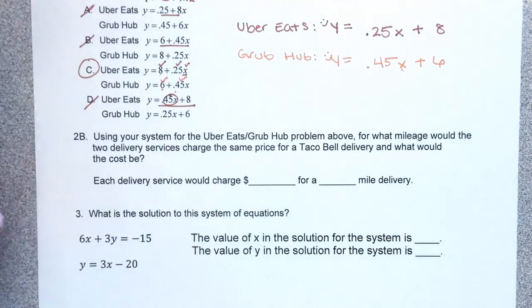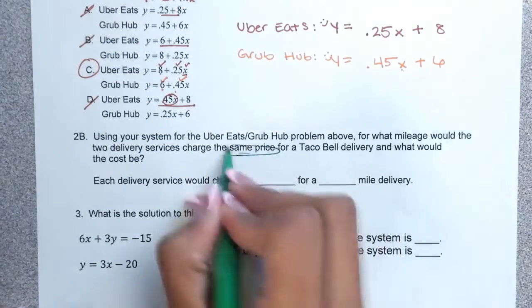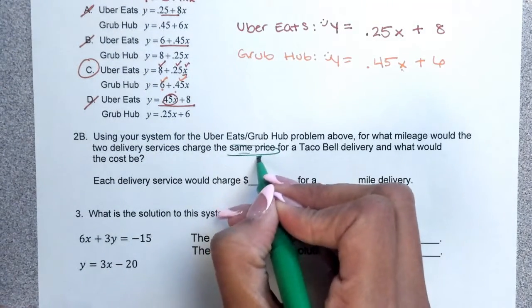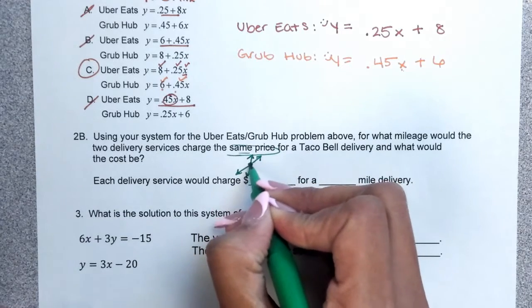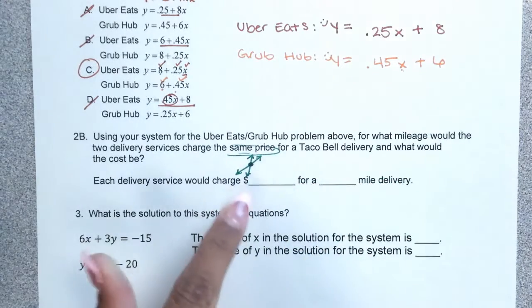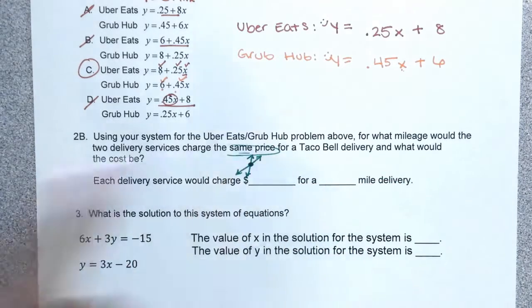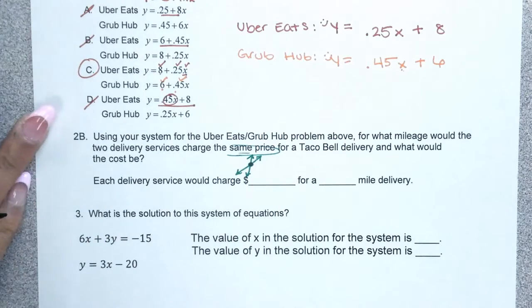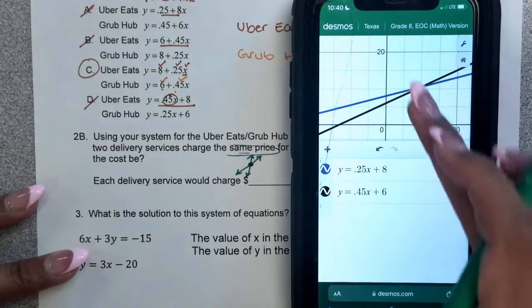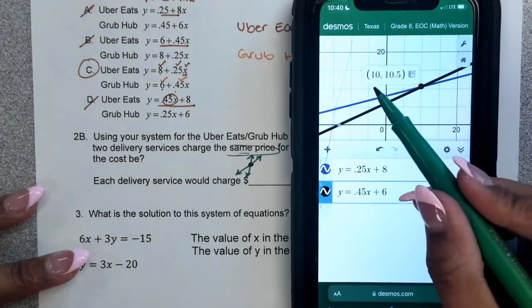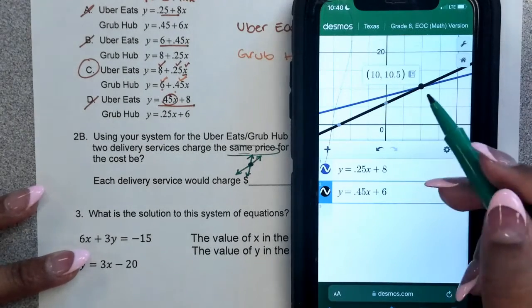So when we're looking for the same price, I'm going to draw a little picture down here. The same price is when the two lines cross. So you're looking for when the two lines cross and intersect. So I would draw yourself a picture right under same price. And so right here, we're going to click on where they cross. We have 10 and 10.5.